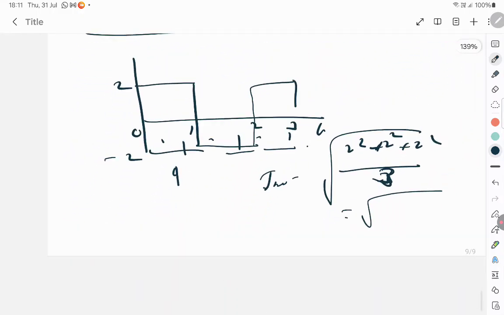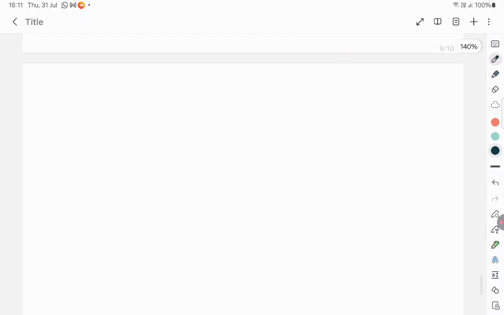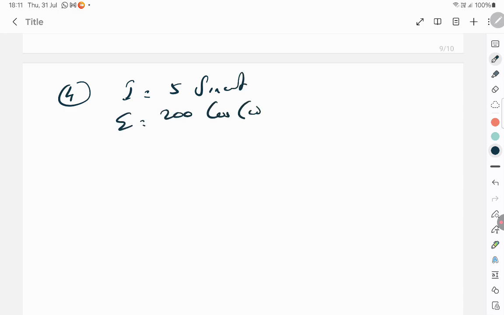Okay, so let's go to the next question, the fourth MCQ. In an AC circuit, the instantaneous values of the current and voltage are I is equal to 5 sin omega t and E is equal to 200 cos (omega t plus pi by 3) respectively. What is the phase difference between the voltage and the current at any instant?